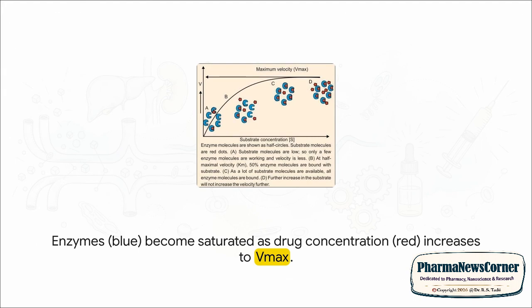The blue shapes are your enzymes, and the red dots are the drug molecules. When you have a low concentration, there are plenty of free enzymes ready to work. But as the drug concentration goes up, more and more enzymes get occupied, until, finally, every single one is working as fast as it possibly can. At that point, adding more drug won't make things go any faster. We have officially reached Vmax.